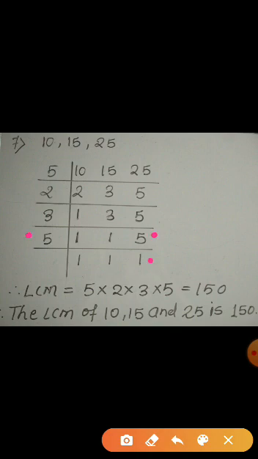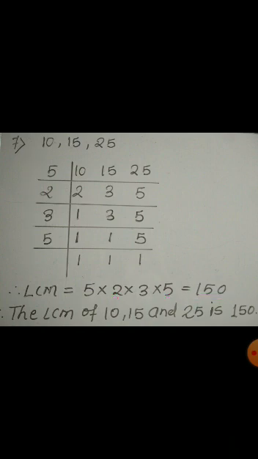Now in all the three numbers we get the quotient 1. So we stop here. Now multiply all the prime factors to find the LCM. So LCM is 5 into 2 into 3 into 5, that is 150. So the LCM of the given three numbers is 150. So likewise you can find out the LCM of the remaining numbers given in your textbook in exercise 3.3, question number B.